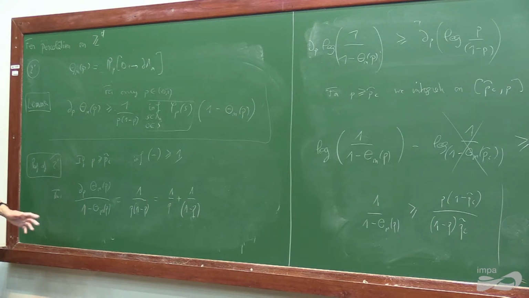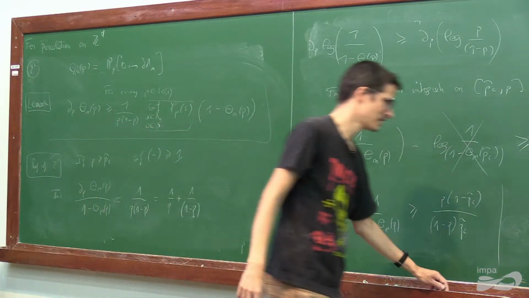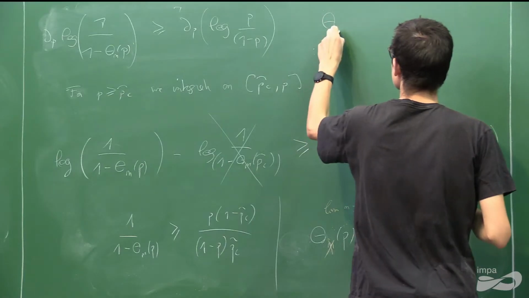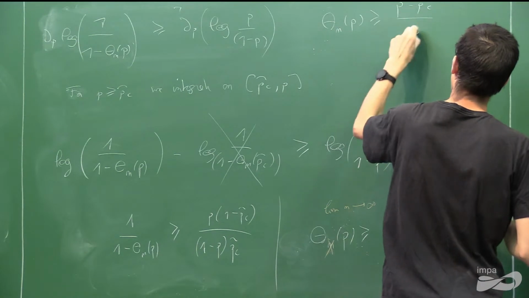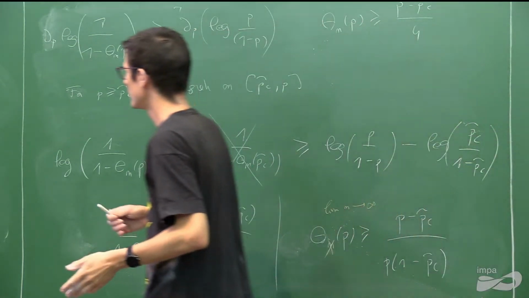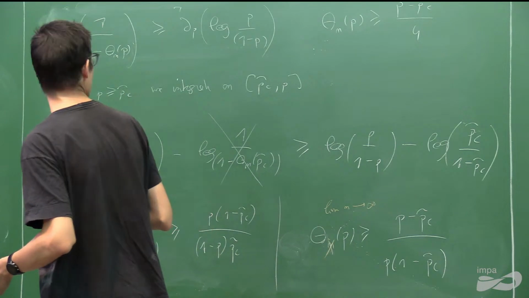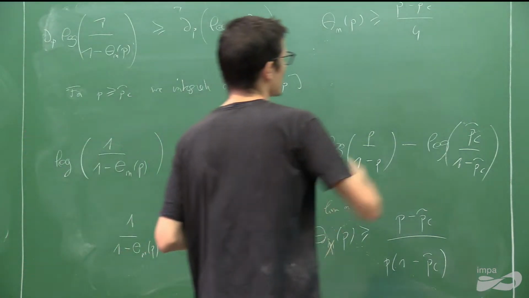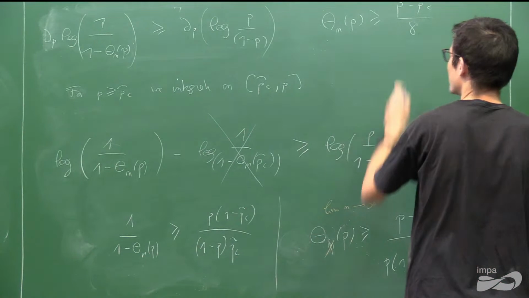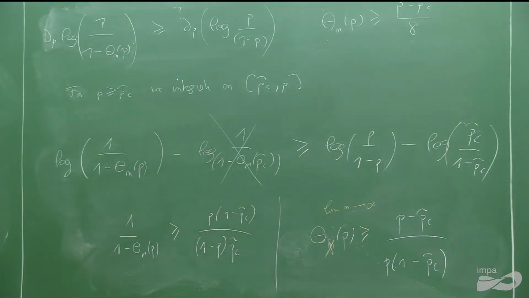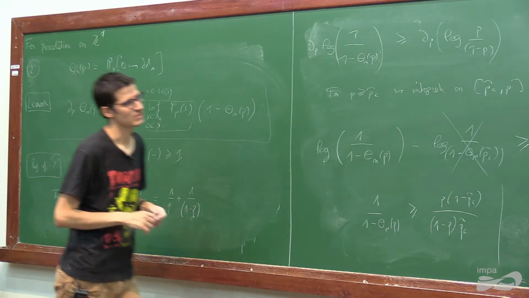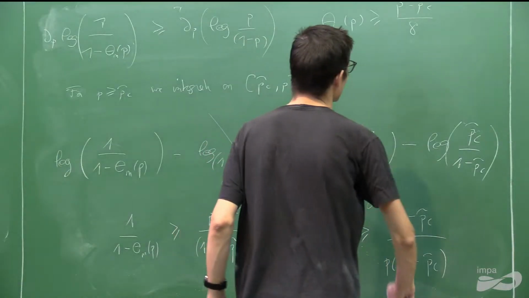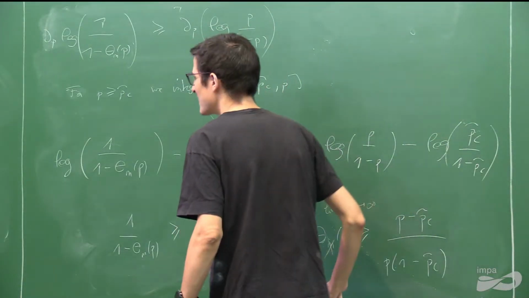So if instead of this you just want theta of P is larger than P minus PC over 4, okay. It's maybe over 8. Yeah, on the neighborhood of PC, well, just say, okay. Yes, it's a bit, yeah. Okay, so. Yeah, it's a bit annoying.